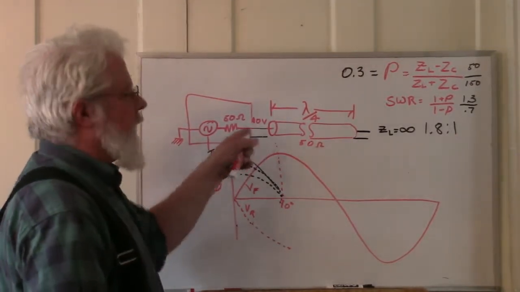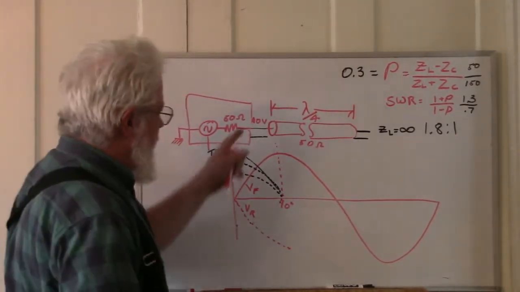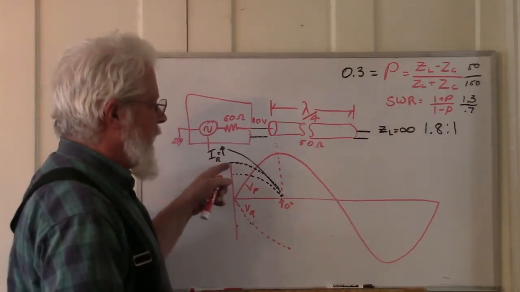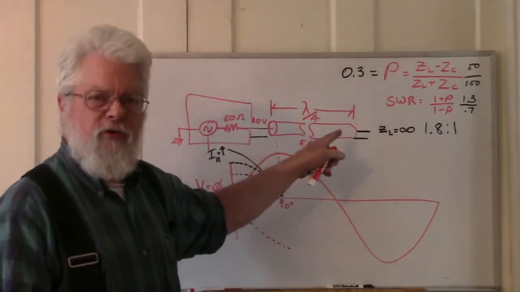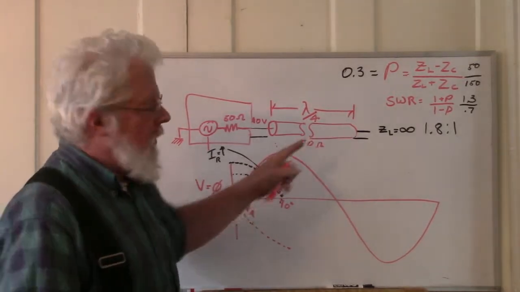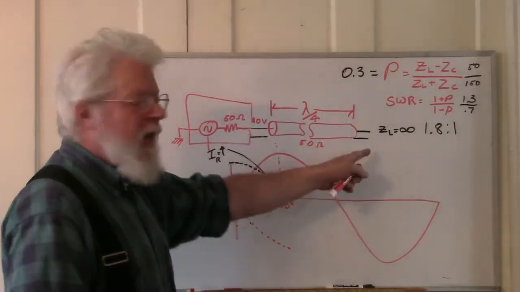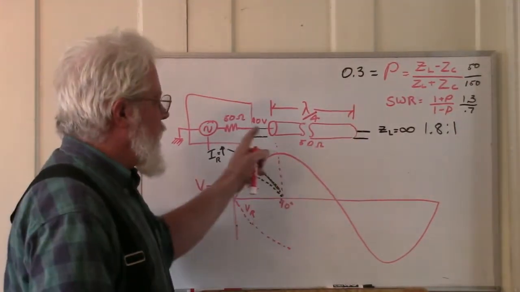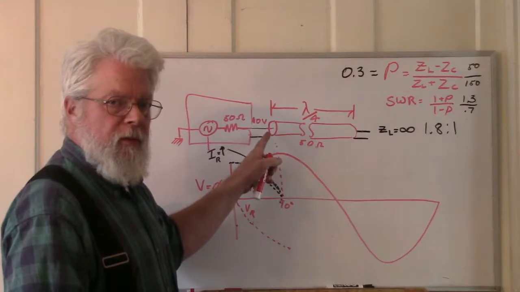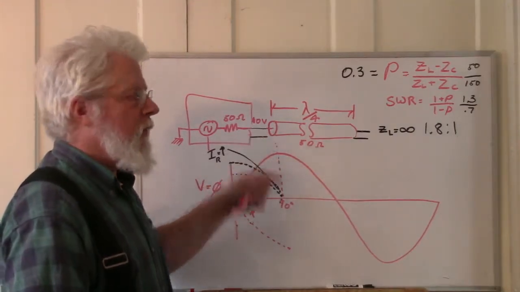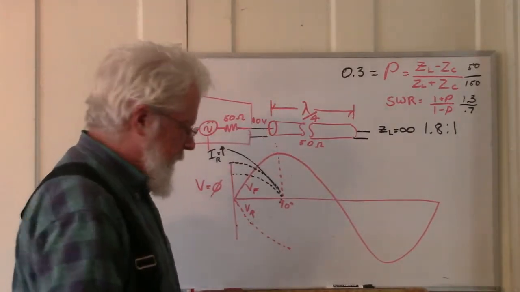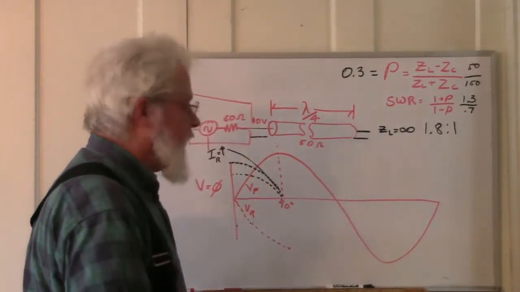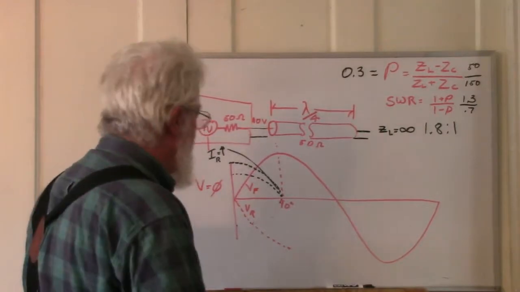So what does this see? It sees 0 volts and a very high current. It sees a dead short. A quarter wave inverts the open to a dead short. How is that useful? How can we use that? We can use that in a lot of different ways.